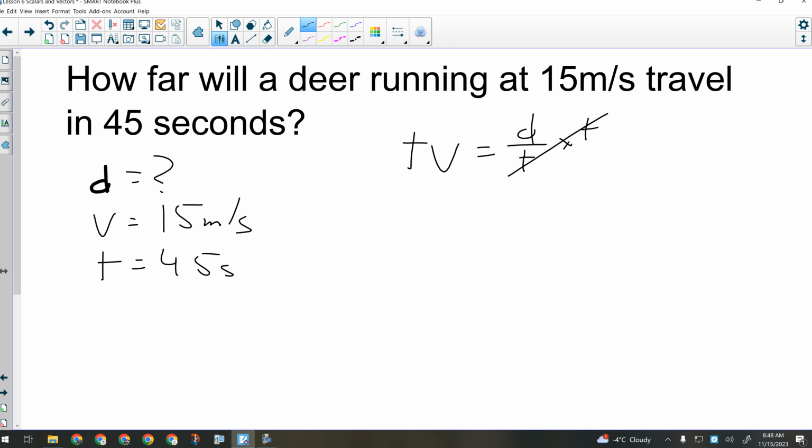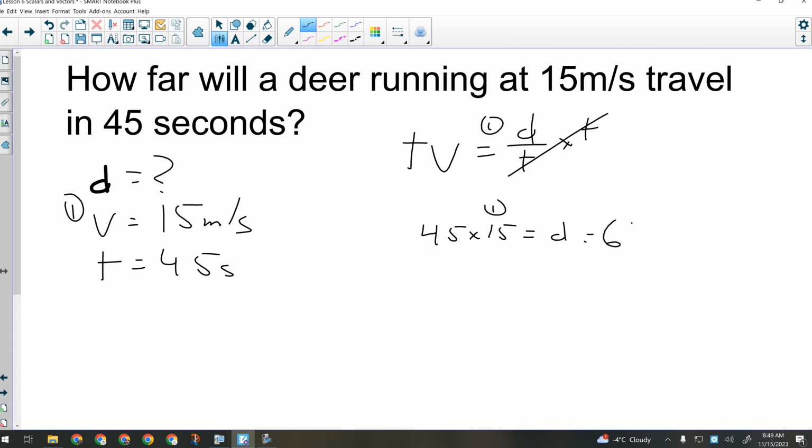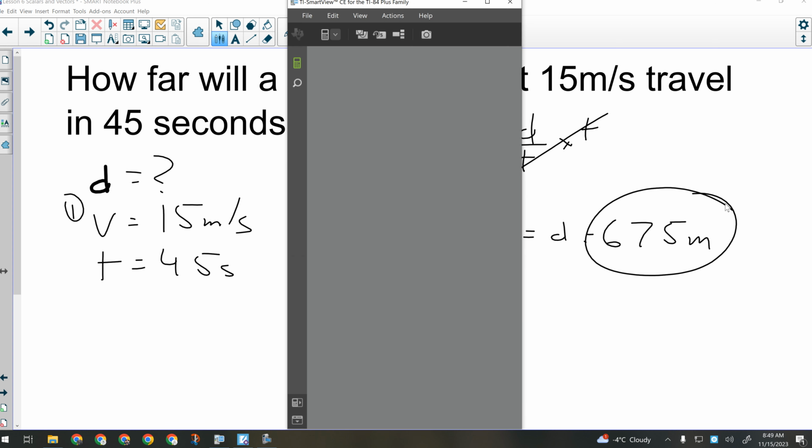So you would get a mark for your givens. You would get a mark for choosing the correct formula. You would get a mark for your manipulation and plugging in of numbers. So 45 times 15 equals D. You'd get a mark for that. And then you'd get a mark for your final answer. Comes out to what? 675? 675 what? Meters. How important are units? Very. It's wrong if you don't have them.